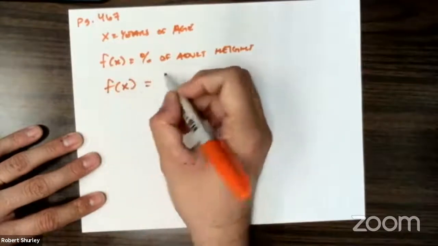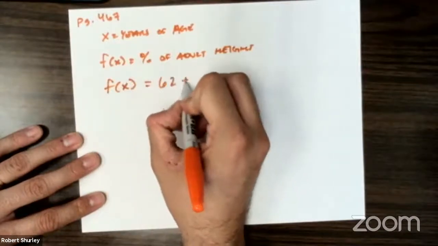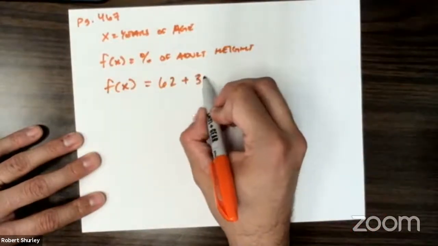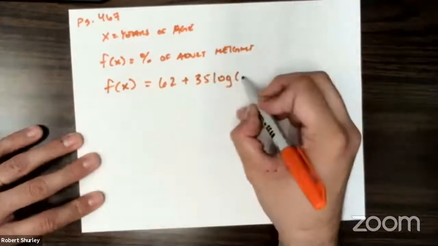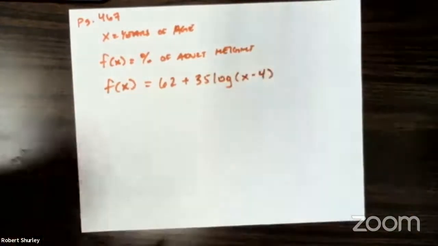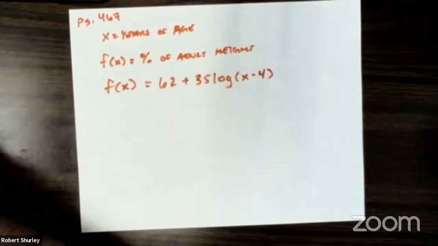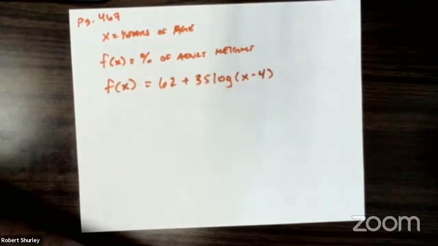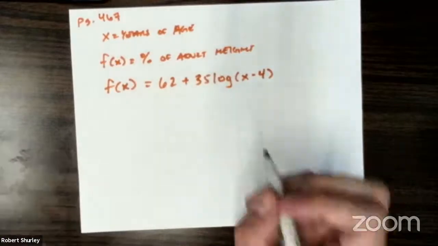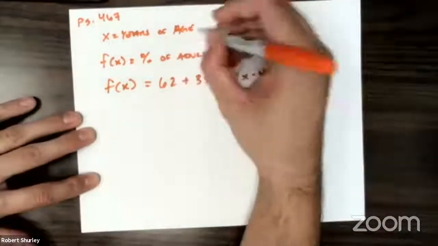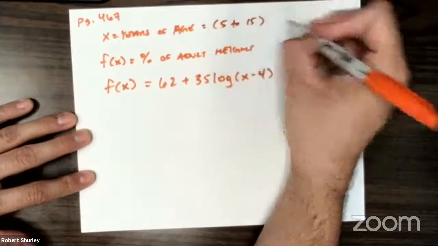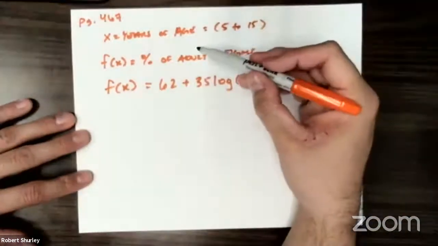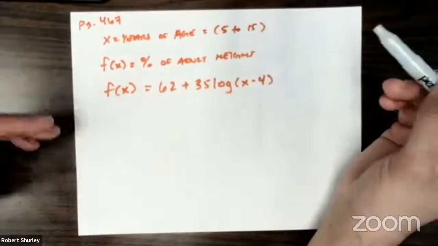So let's say the function actually looks like this. f of x equals 62 plus 35 log of x minus 4. Now, I think the girl has to be between 5 and 15. So x is years of age, and it only works from 5 to 15 because before 5 you're growing exponentially. After 5 you kind of slow down.